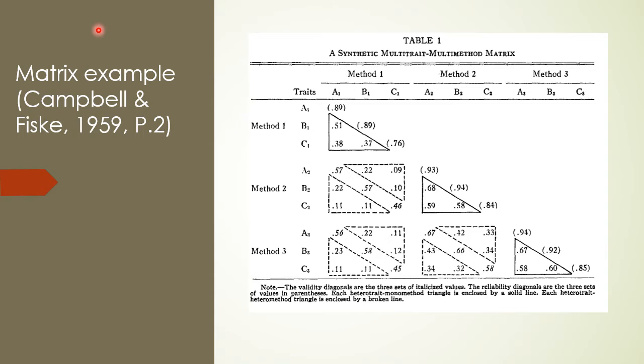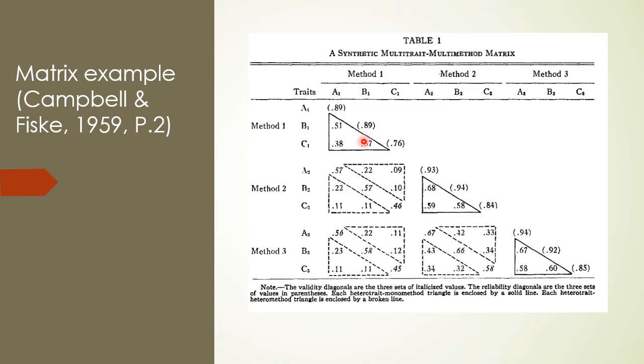This is an example of the matrix that they presented in their article. This specific matrix is measuring three traits, trait A, B, and C, using three different methods. There is this little box that compares the different traits using the same method. Let's say this diagonal line compares monomethod and monotrait. However, this triangle over here is heterotrait but monomethod. Now we have to look at the 4 rules that they told us to follow in order to be able to evaluate this data and use it to draw conclusions.